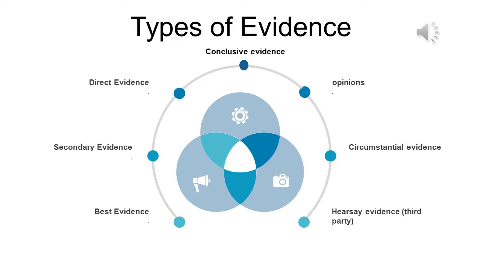Then we have opinions. So under opinions there are two types of opinions, expert and non-expert. So an expert can offer opinion based on personal expertise and facts, and a non-expert can testify only as to facts. Then we have circumstantial evidence. So this is where inference of information from other intermediate and relevant facts comes into play. And then lastly we have hearsay evidence, or third party evidence, which is evidence that is not based on personal first-hand knowledge of the witness, but that was obtained from another source.